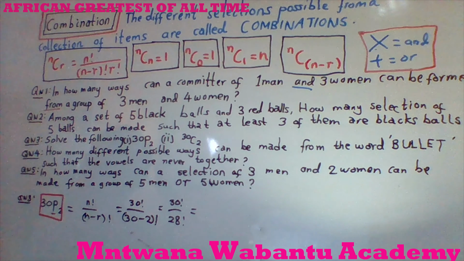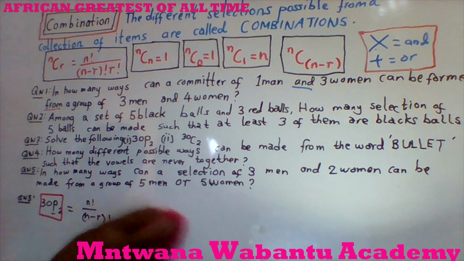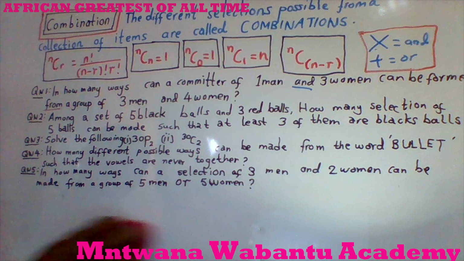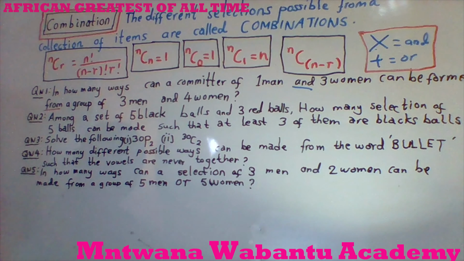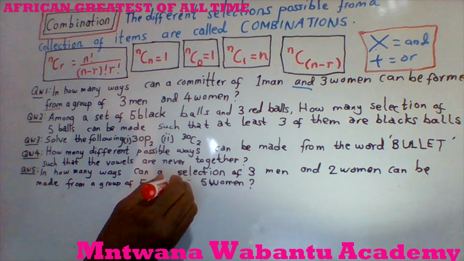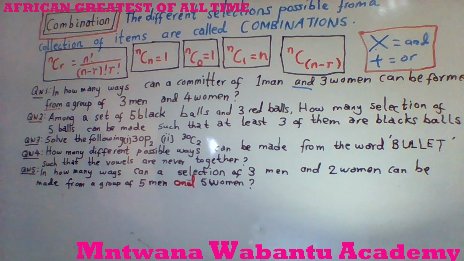So question 3 is done. Now we go for the last question. In how many ways can the selection of 3 men, sorry, the question was ended, so I kind of changed it by mistake. So in how many ways can the selection of 3 men and 2 women be made from?